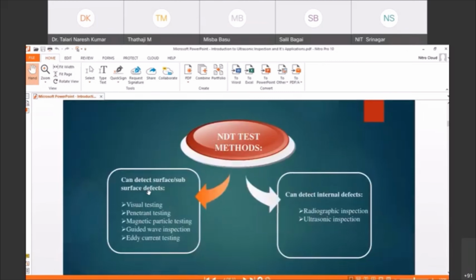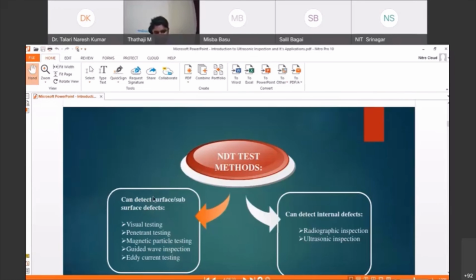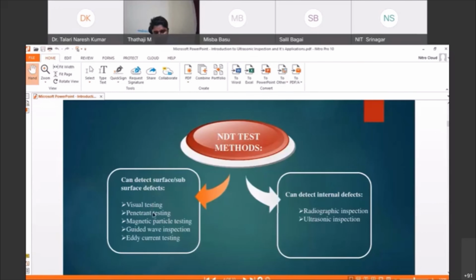In the next slides, we'll see what methods are available in non-destructive testing. These methods are divided into two categories: some methods detect only surface and subsurface defects, and some detect only internal defects. On the left side, you see visual testing, penetrant testing, magnetic particle testing and eddy current. These are mostly used for surface inspection and subsurface. Magnetic particle testing is used for surface and subsurface. But radiography and ultrasonic inspection are mostly used for internal defect detection, with internal inspection.